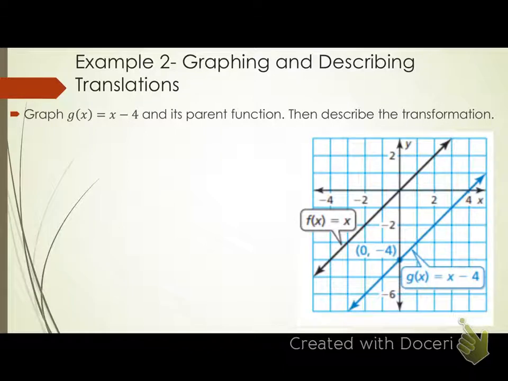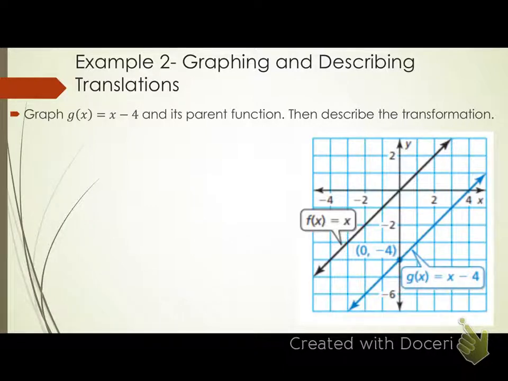Okay, example 2. Graph g of x equals x minus 4 and its parent function, then describe the transformation. I already put the graphs up here for us. Do we remember how to graph linear functions? Let's say I gave you g of x equals x minus 4, and I didn't give you the graph. How would you graph it?